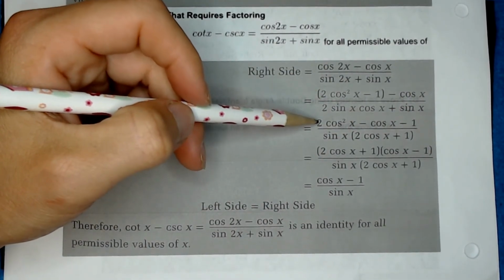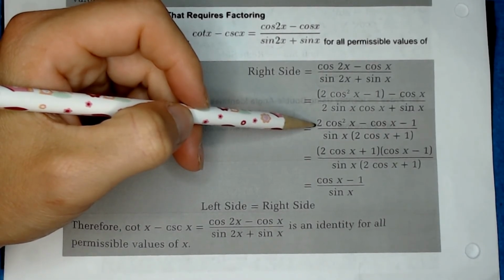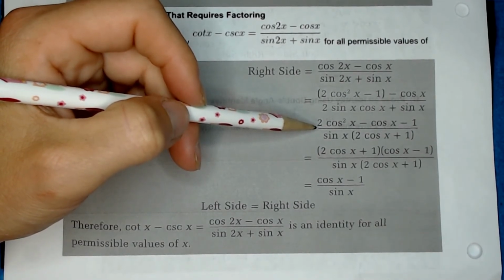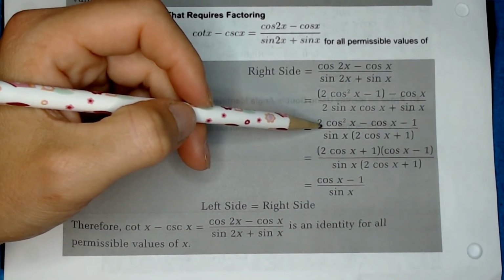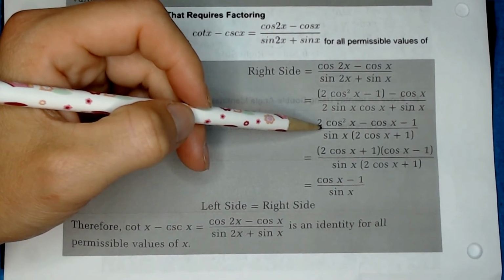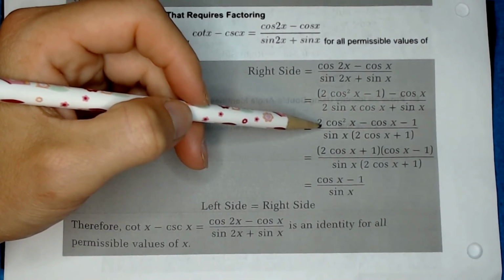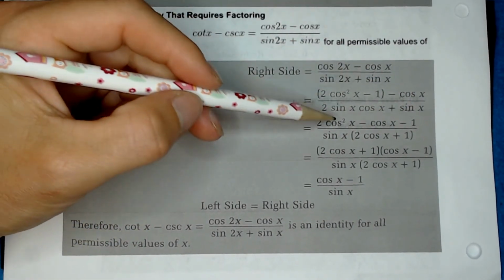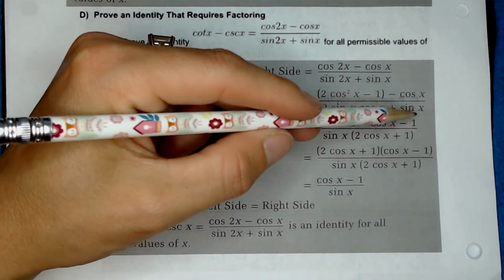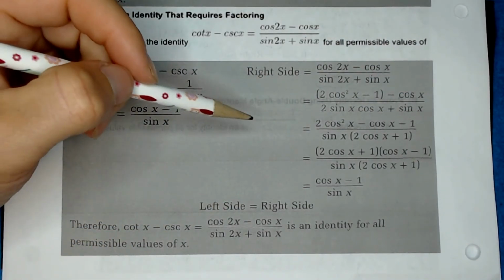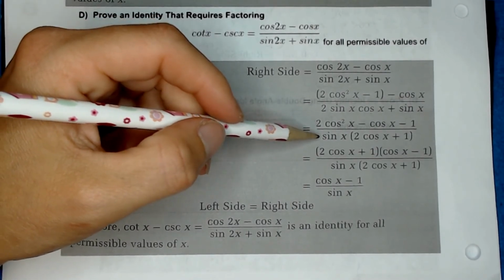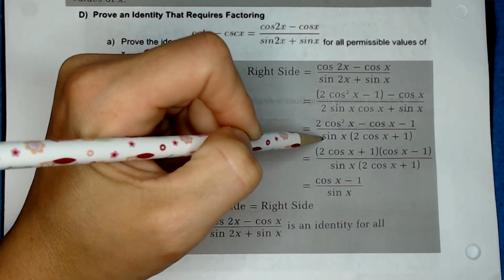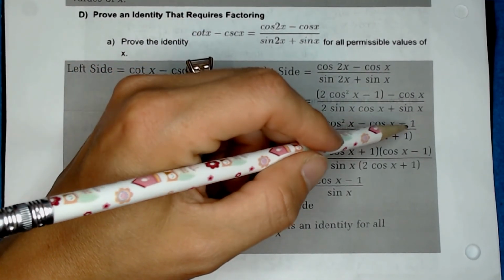In the top, in the next step, what we're going to do is just reorder our polynomial. So we'll have it in descending exponential order. So you'll have 2 cos squared x minus cos x minus 1, or ax squared plus bx plus c, right? And in the bottom, you can factor out the sine x. So you'll divide both terms by sine x, and you'll be left with 2 cos x plus 1.